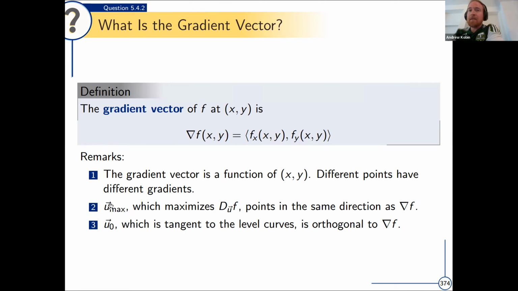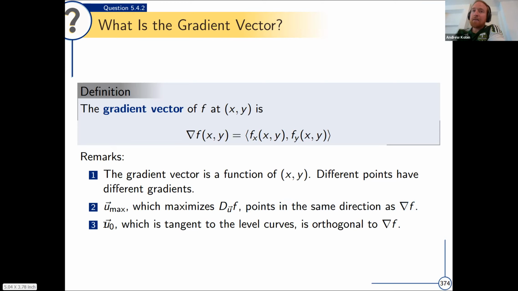And what's useful for us is that the direction that maximizes the directional derivative. So there's some direction vector u, a unit vector, which we'll call u max, which maximizes the value of the directional derivative, or maximizes the rate of increase of our function, turns out to point in the same direction as the gradient vector. We're going to give a proof of this shortly because it's worth seeing how this actually works. But for now, the gradient vector is a direction that tells you the maximum rate of increase away from your point. And again, this will depend on what point x, y we plug in to the gradient vector.